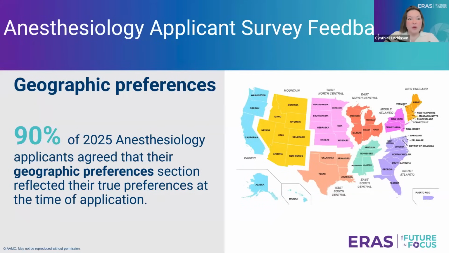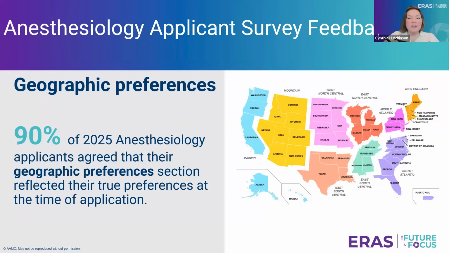In terms of geographic preferencing, anesthesiology remains participating in it. For geographic preferencing and similar to program signals, 90% of applicants last year also agreed the U.S. Census districts they preference were a true reflection of their interest at time of application.